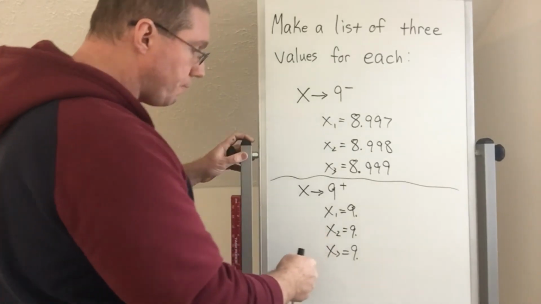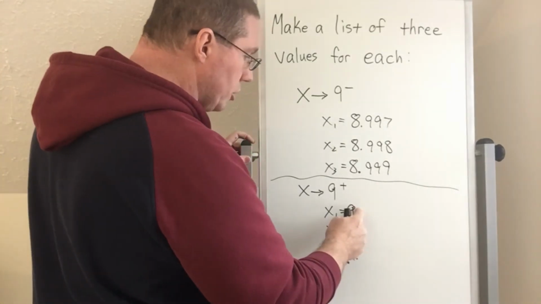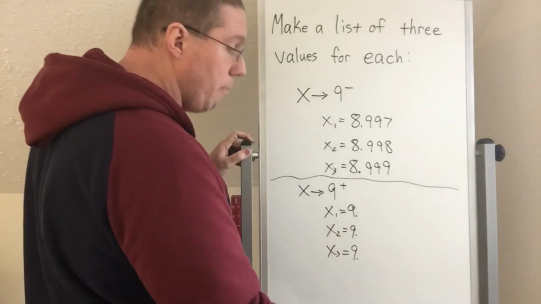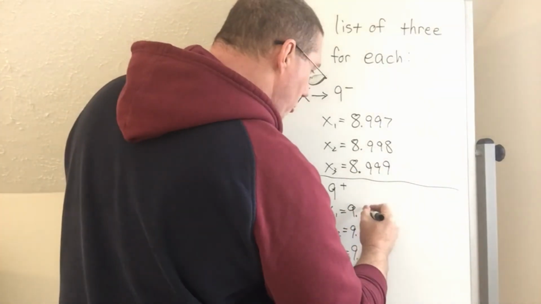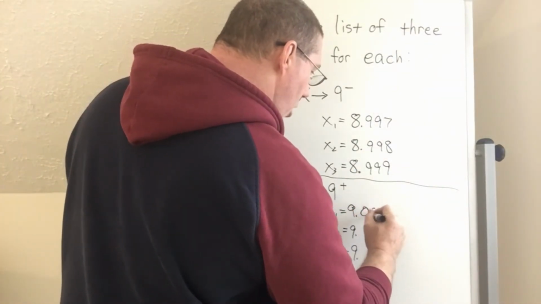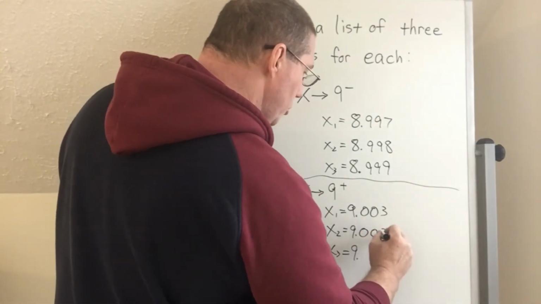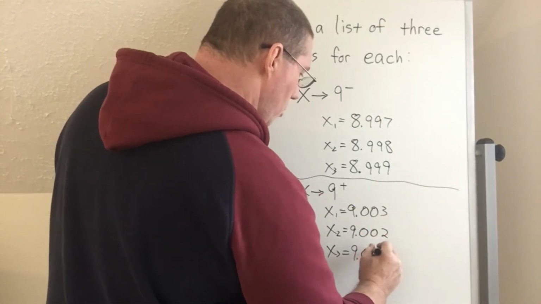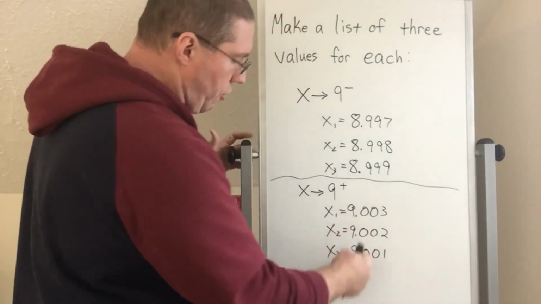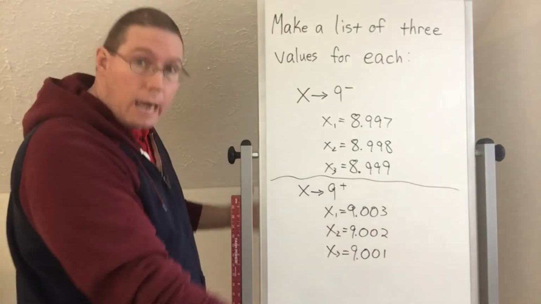Now over here, we want this to be the largest number, and we want to get progressively smaller in increments. So what we can do is we can make this 9.003, then 9.002, then 9.001, and then of course the next number would be 9, right?